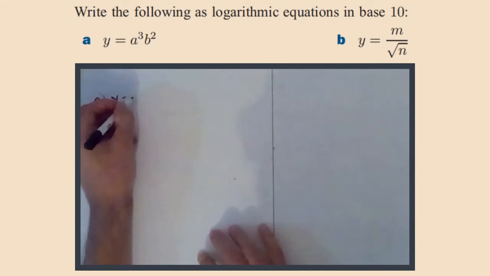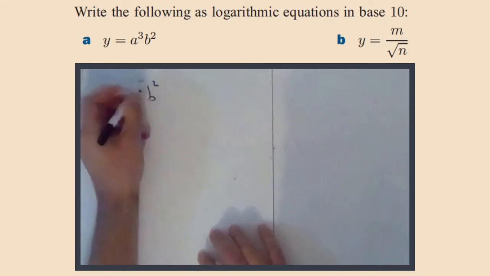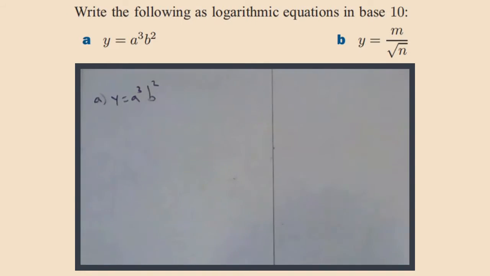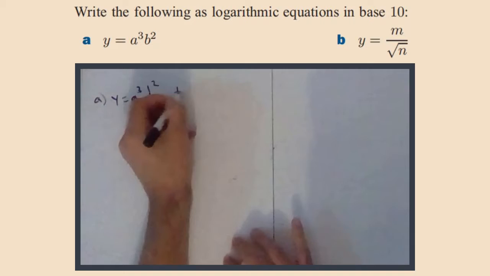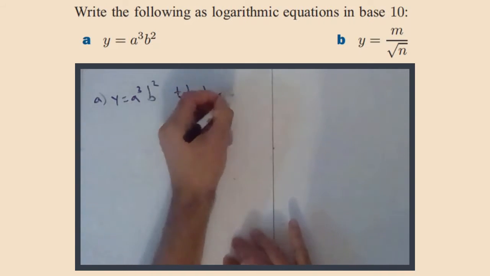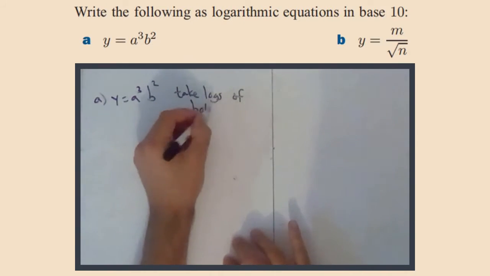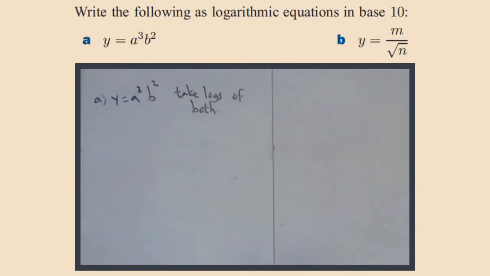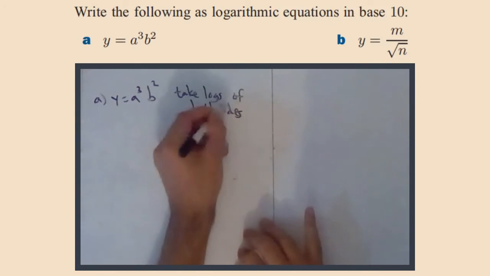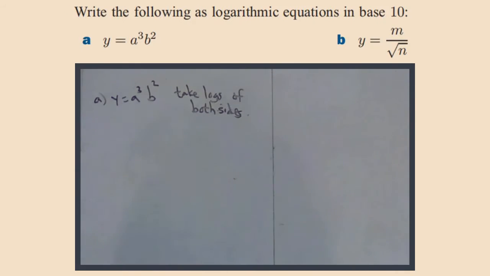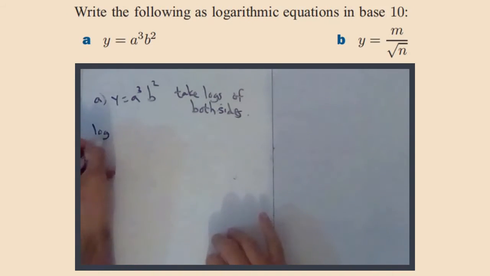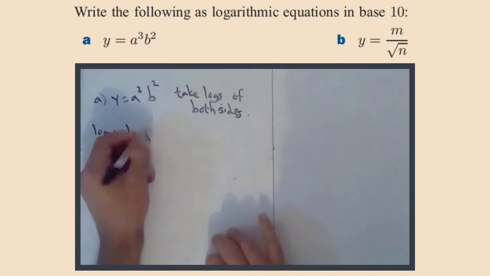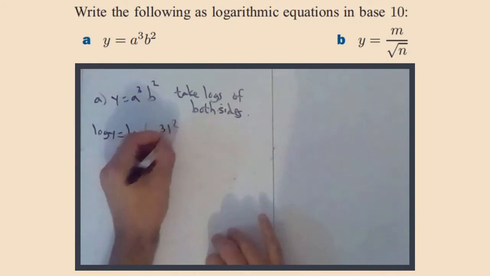So y equals a cubed b squared. We can't do anything with this until we've got it in log form. So what you do, you take logs of both sides. You'll be doing this a lot in the future when we're solving log equations, but here we're just forming a log equation. It sounds a lot more complicated than it is. At the beginning, it's as simple as just writing log left equals log right. So this would say log y equals log of a cubed b squared.